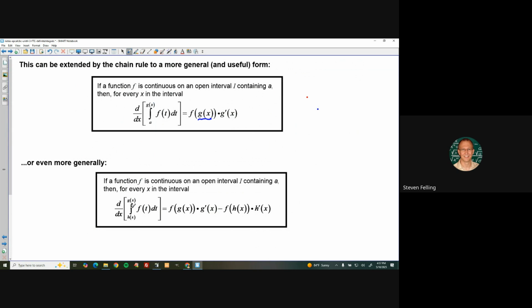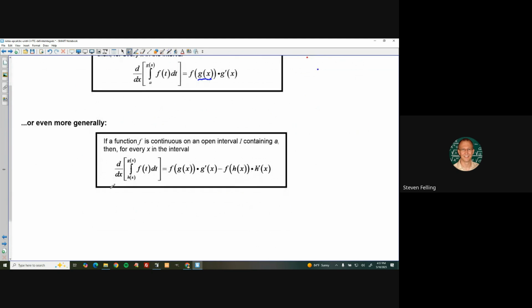Like maybe this is x squared and x to the fifth or something like that. Then you could just say that you're going to take the derivative and the antiderivative, cancel and leave f. So you just take f and plug in the top function times its derivative by the chain rule, and subtract the antiderivative with the bottom function plugged in and its derivative. Let me show you a quick example of that.